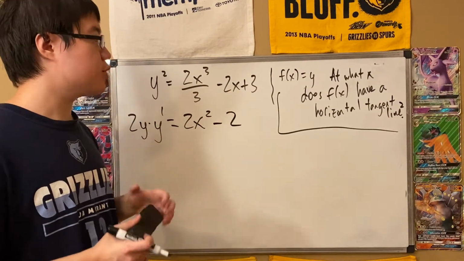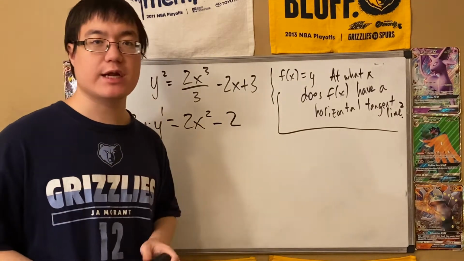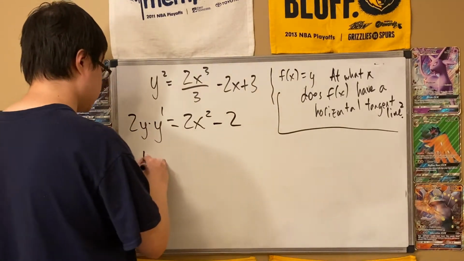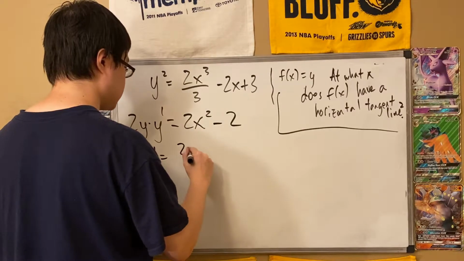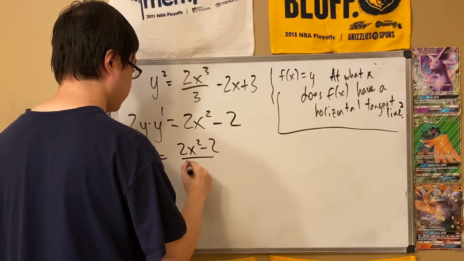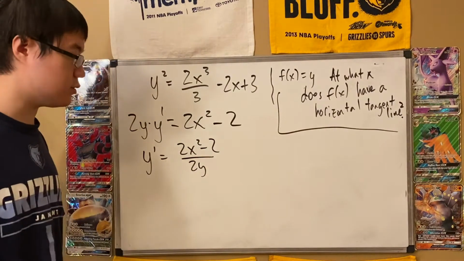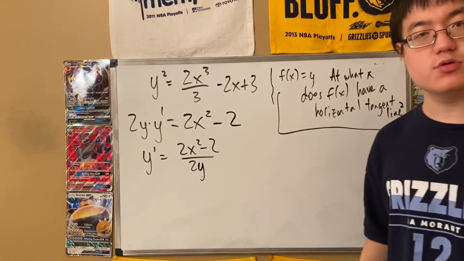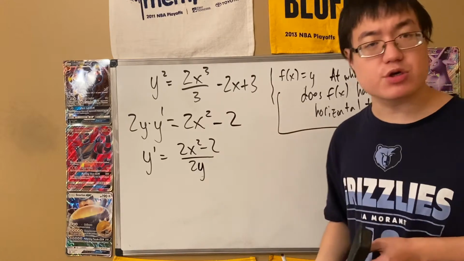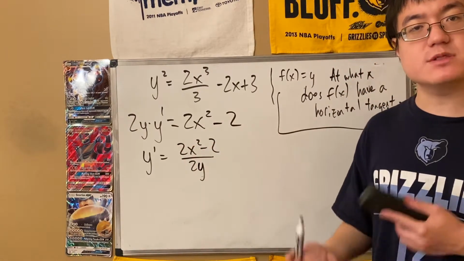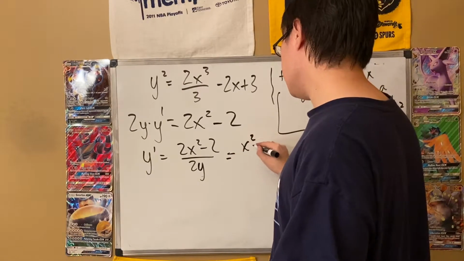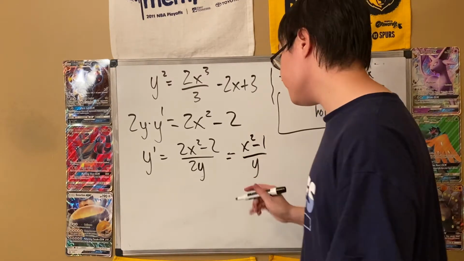So again, what we're trying to do is find where this function has a horizontal tangent line. So let's isolate y prime in this equation. So it's going to be y prime equals 2x squared minus 2 over 2y, just dividing by a nice 2y. Remember though, of course, that if you need to, just simplify everything. Don't butcher it, of course, but because all of these terms have 2's in them, we can cancel out a 2. So it looks like it's going to be x squared minus 1 over y.